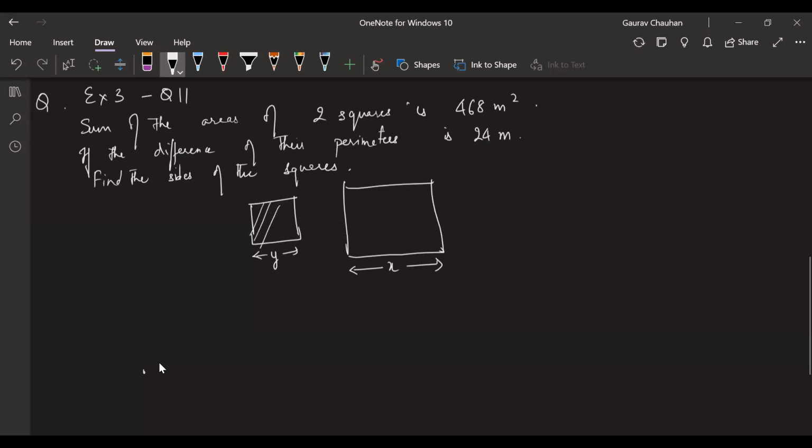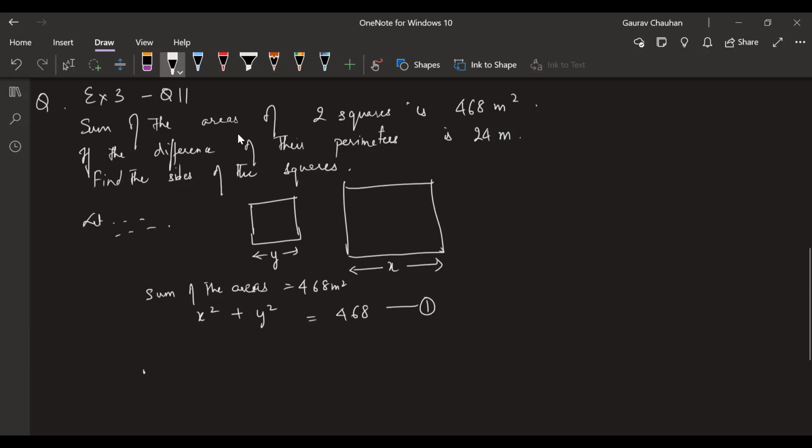Area of this is y square, and area of this is x square. This part we do know. Area of the first one is y square, area of the second one is x square. They're saying the sum of the areas is 468 meters square. You obviously have to write let x be and let y be. So x square plus y square is equal to 468. This is the first equation.